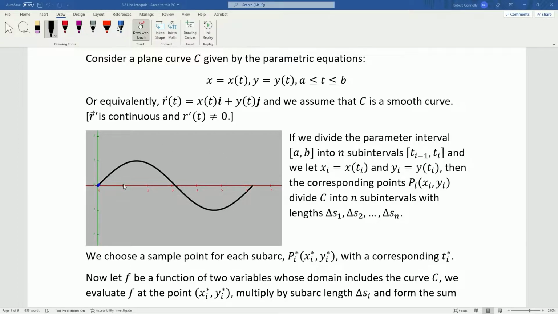So here, all we're really saying is that if we look at this picture, we can take and divide our interval from a to b into a bunch of pieces. And then if we look along the curve at each of those points, we can break this thing up into line segments that are just straight lines.